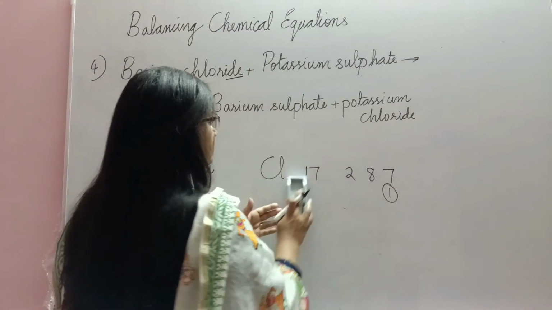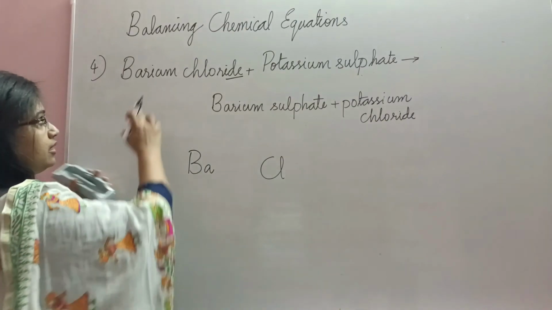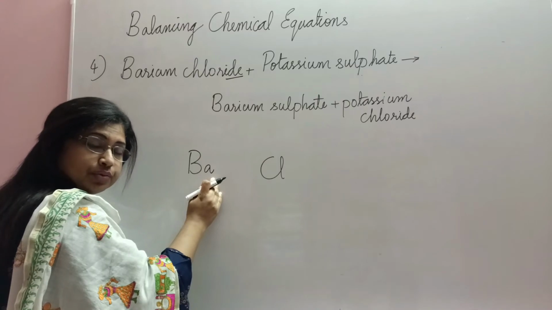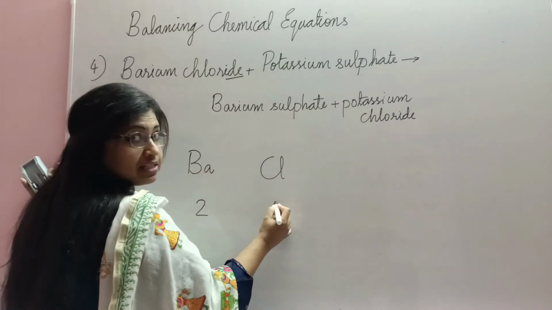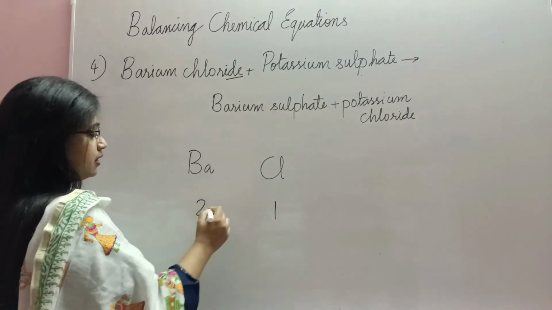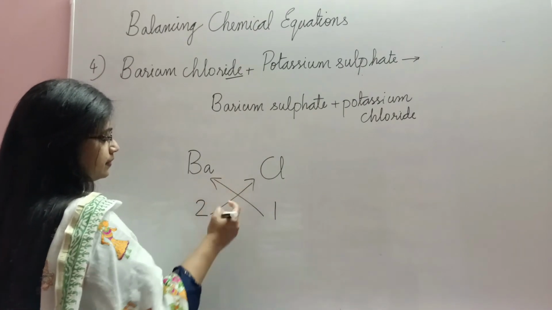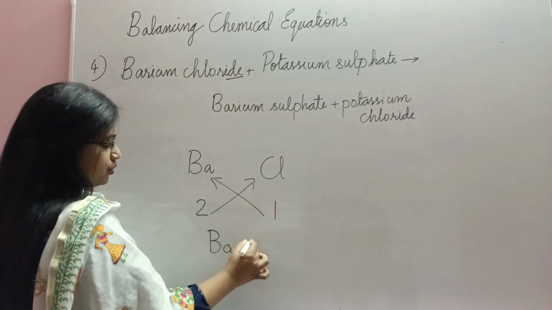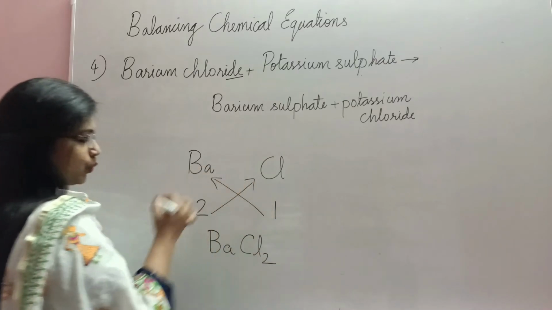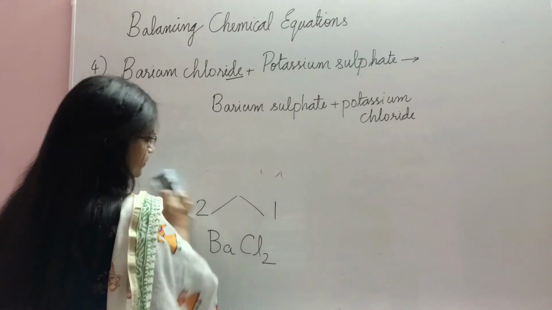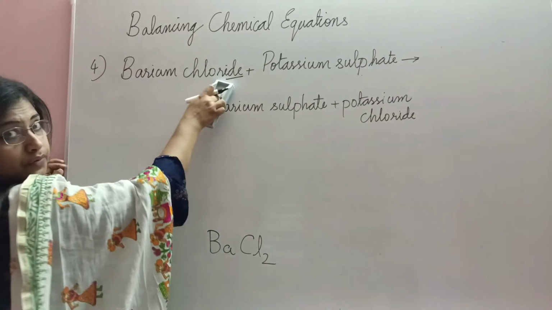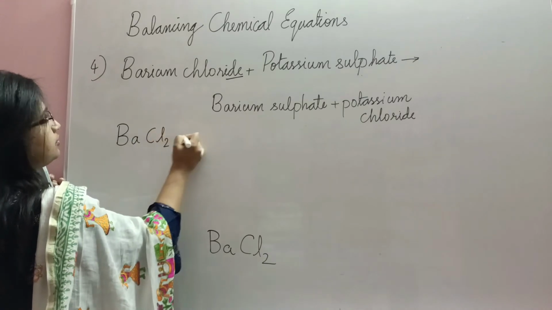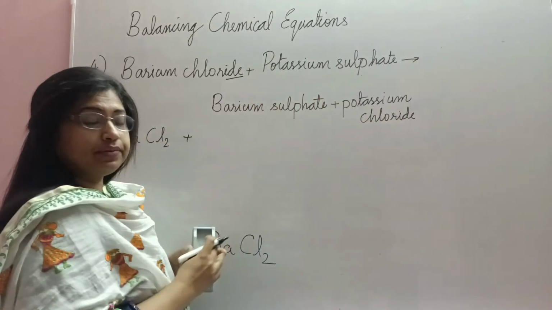Now we shall see how you write the formula of barium chloride. Barium, the valency is 2 because it belongs to group 2, and chlorine, its valency is 1. Fine. Crossover. Now there is 1 barium and there are 2 chlorine atoms, Cl2. Okay? So we get the formula of the first compound, BaCl2. Now the next one is potassium sulfate.